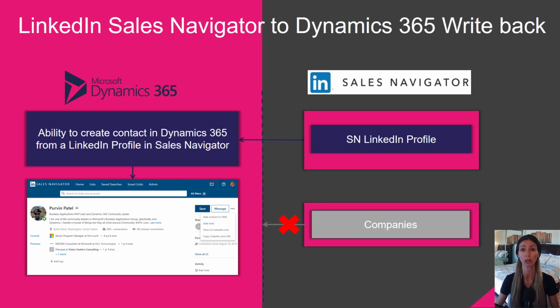Lastly, there's going to be the ability to select the lead source value that should be associated to contacts created from Sales Navigator. This is a field that is looking at the lead source code fields in Dynamics 365. So any values that you have configured in that option set are going to show up here. And again, I'll show you that a little bit later in the demo as well.